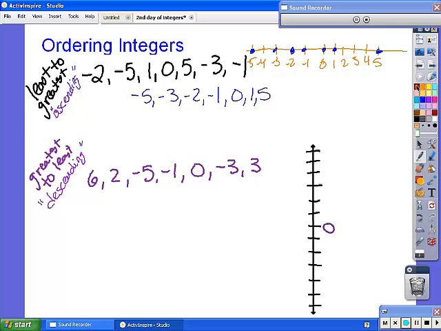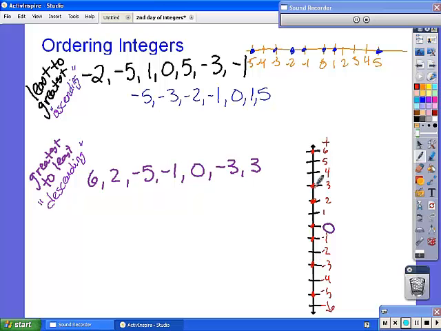Okay, sometimes you might see a number line going up and down. It's the same thing. When you go up, it's going to be positive numbers, and when you go down, it's going to be negative numbers. So let's just put our dots down. So we have it at 6. We have one at 2. It might help if we just put our numbers in already. All right, so we have a 2. Got that one. We have a negative 5, negative 1, 0, negative 3, and 3.